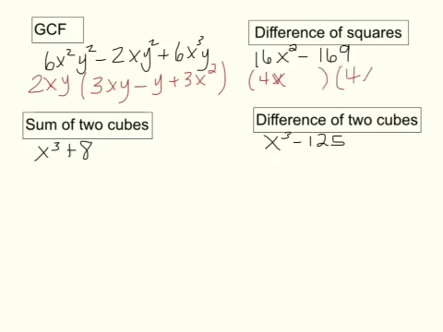And that's the front term. And then we could take the square root of 169, which is 13. And then we have one plus and one minus. So this would be factoring it completely.